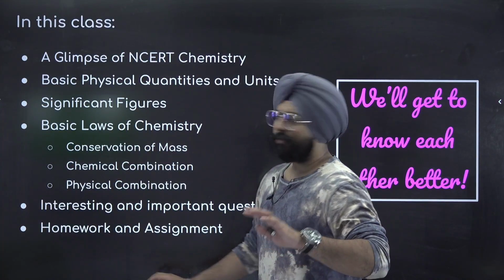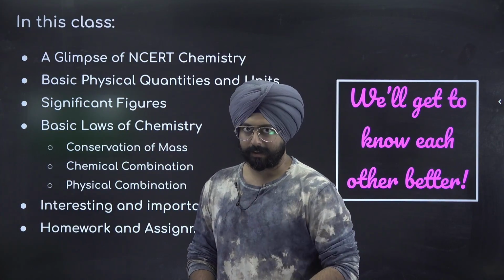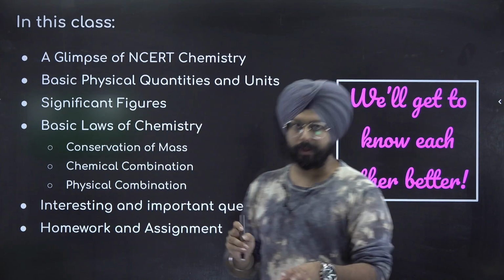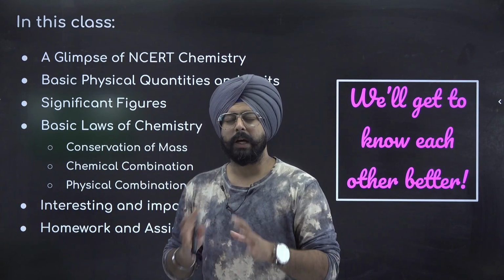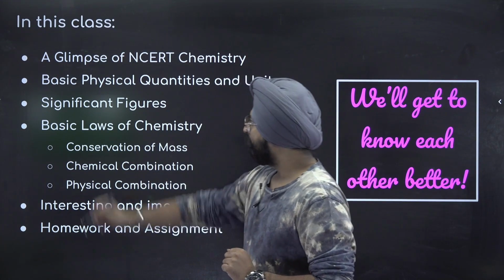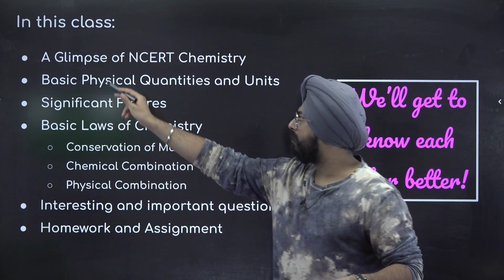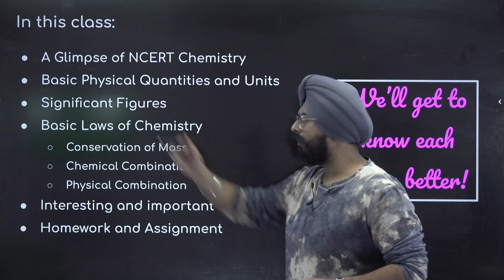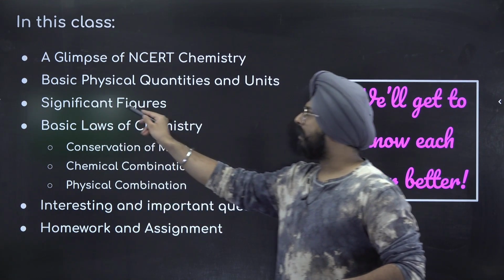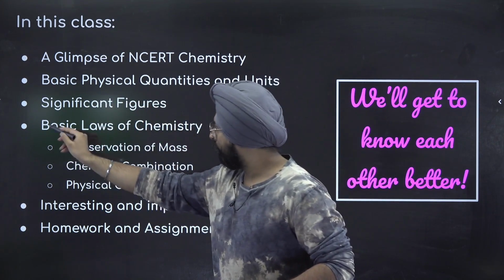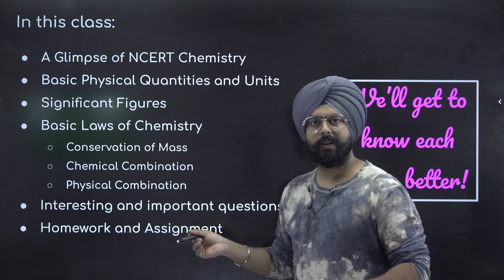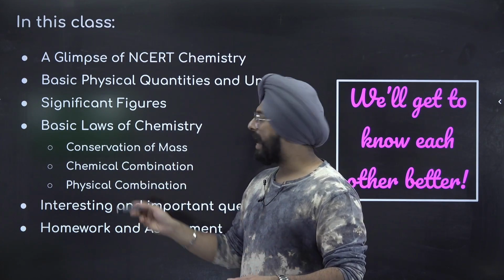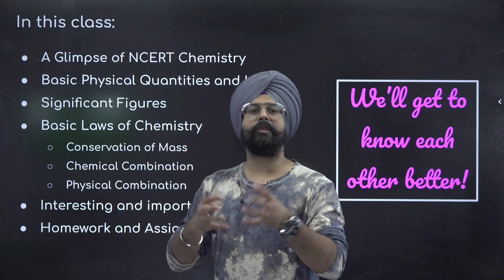So let me give you the expectations of today's class. First of all, we'll have a look at the NCERT's book of chemistry. This chapter, the way it's written, we'll have a look at that, okay? Then we will learn about the basic physical quantities and units. You might have studied this in physics as well. We'll understand what are significant figures, and then we'll go on to the basic laws of chemistry, the law of conservation of mass, different laws of chemical combination and physical combination of different substances.